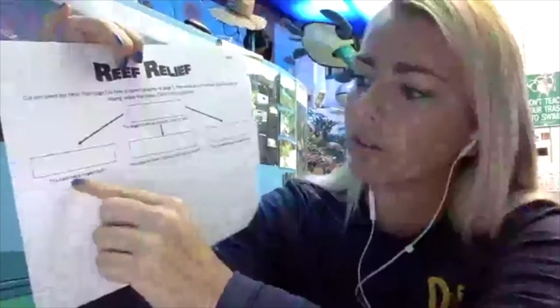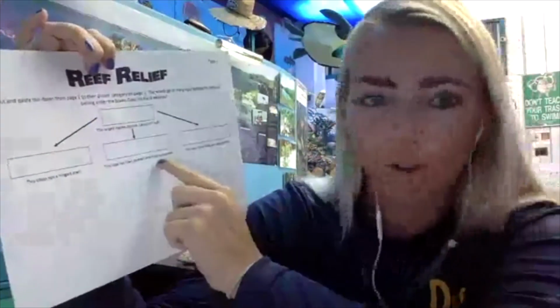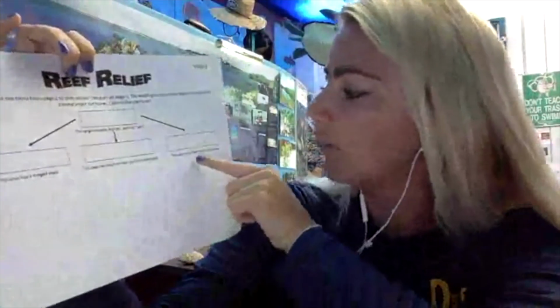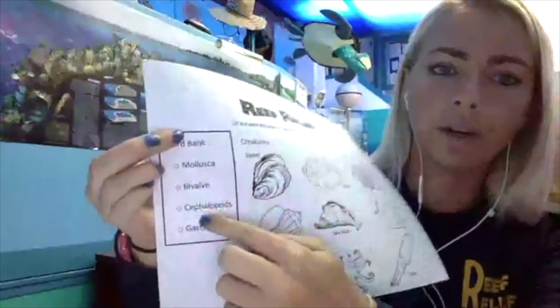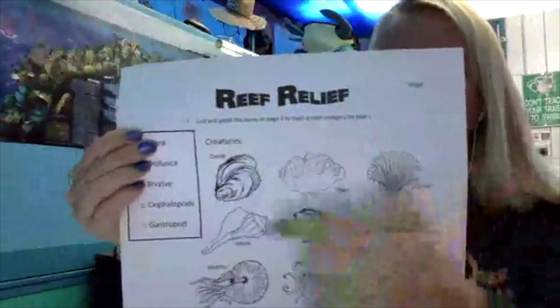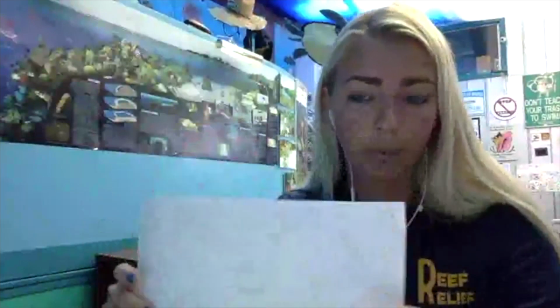This one says this class has a hinged shell. This class has their stomach and foot connected. This class has a head and many arms. So as we work, you'll be able to fill in the word bank here, and then you'll be able to see what type of organisms would go into each category. You'll be able to work on it as I'm talking and when we're done with the video too, and then you can check your answers on our blog.